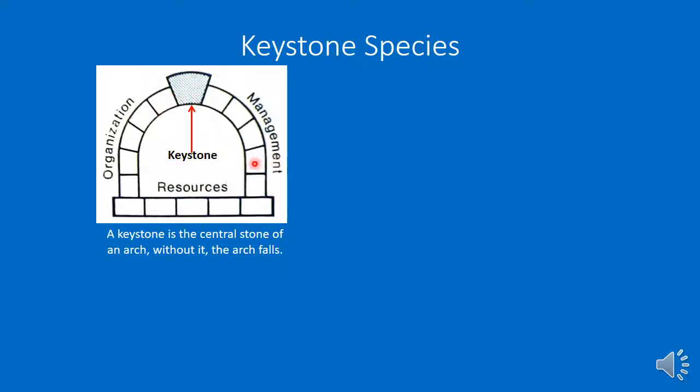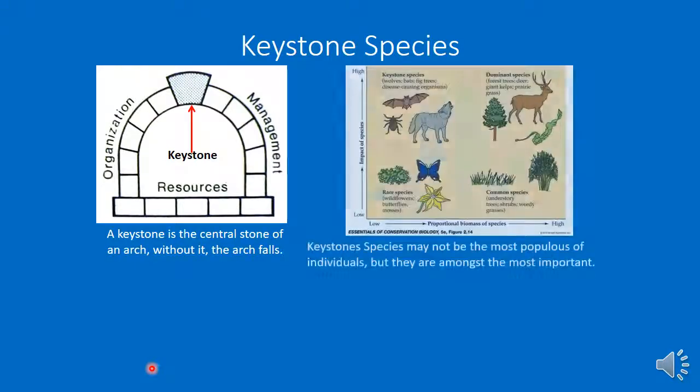You could maybe take one of these out, it'll slump down a little, but it'll still stand. If you take this one out, the entire thing collapses. So the central stone in an arch, without it, the arch falls, and that's why we call these species keystone species, because without them, the ecosystem kind of goes to pot. It just falls apart, okay? So if we look at some examples of keystone species, in many cases, they're not the most abundant species within the population. They don't have the most individuals, but they are often among the most important.